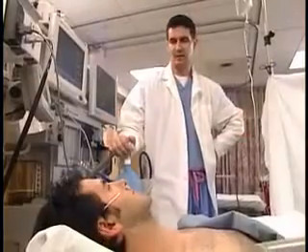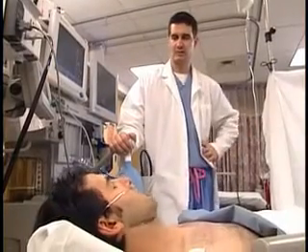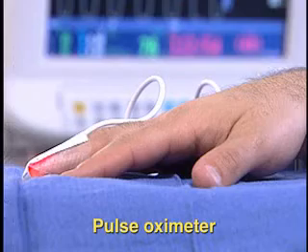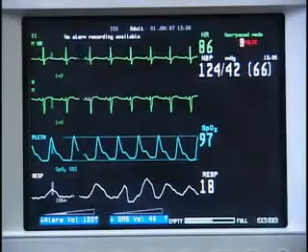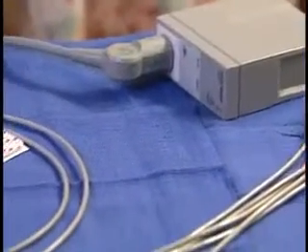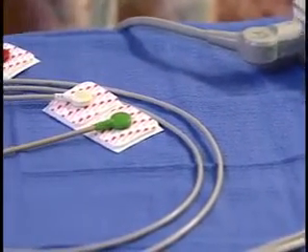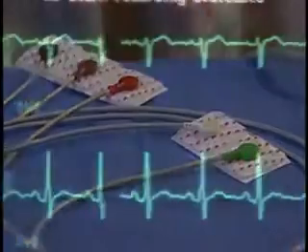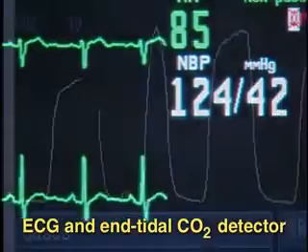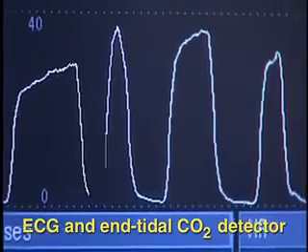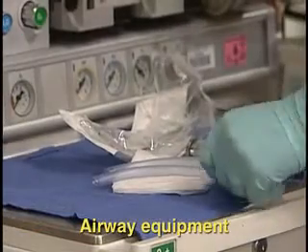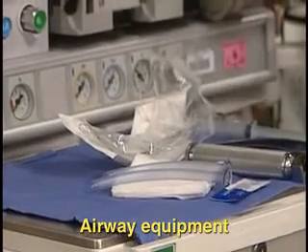You should continuously monitor your patient's level of consciousness. Other monitors include a blood pressure measurement device, a pulse oximeter, and devices to monitor heart rate and respiratory rate. Although current American Society of Anesthesiologists guidelines do not absolutely require them for conscious sedation, we also recommend an electrocardiogram and an end-tidal carbon dioxide detector. Airway equipment, such as a face mask or oral and nasal airways, should be present.